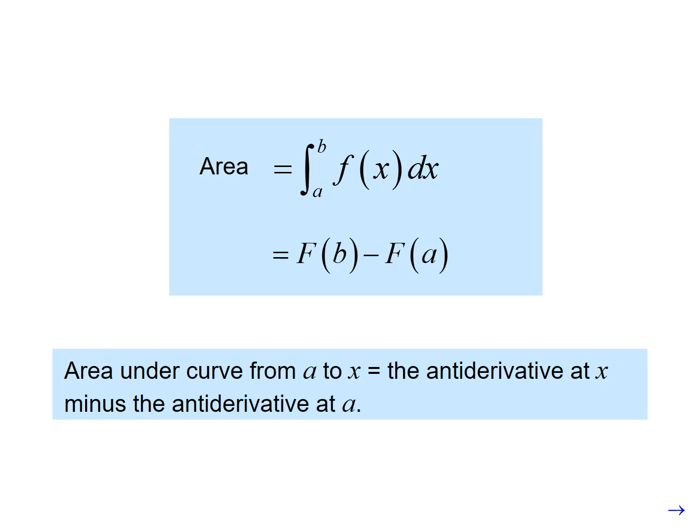So using our notation here for definite integrals, the integral from a to b, which we know from our previous lesson as being the area underneath the curve of f of x from a to b, is equal to the antiderivative of f at b minus the antiderivative of f at a. So now we can evaluate definite integrals. We can find the area underneath the curve for any function just by finding its antiderivative.